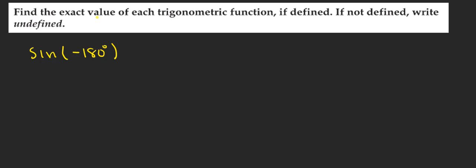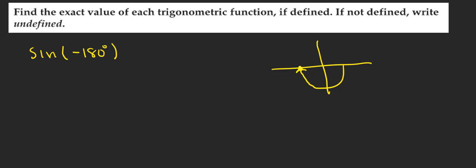It says find the exact value of each trig function if defined. If not defined, write undefined. So let's try to evaluate sine of negative 180 degrees. So where is negative 180 degrees? You start from the initial side and you have to go clockwise. So you end up over here. So this is negative 180 degrees, another example of a quadrantal angle because the terminal side lies on the axis, either the x-axis or y-axis.